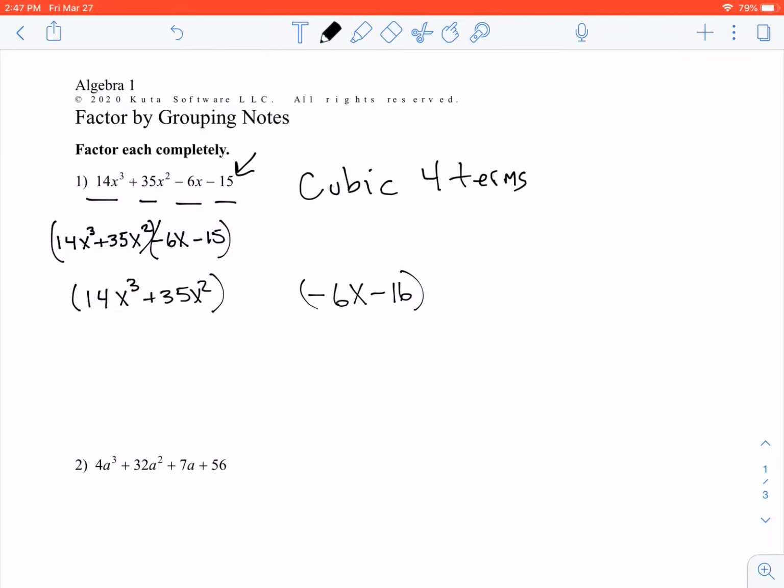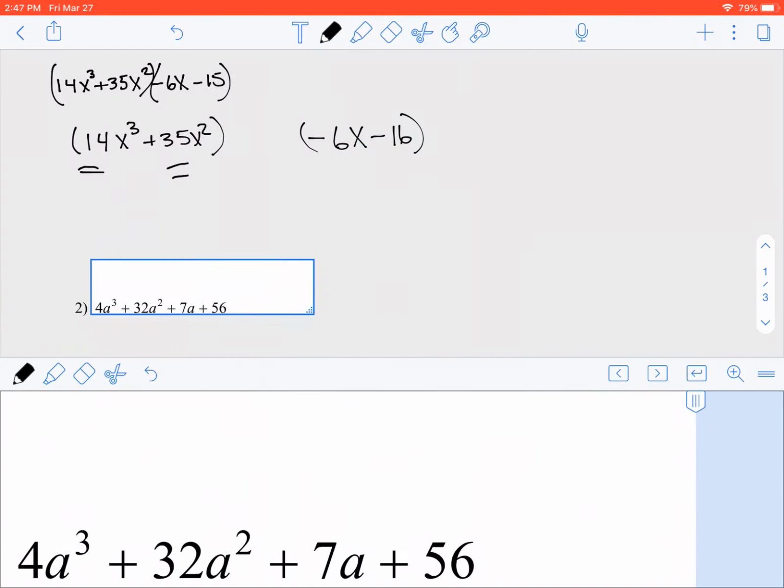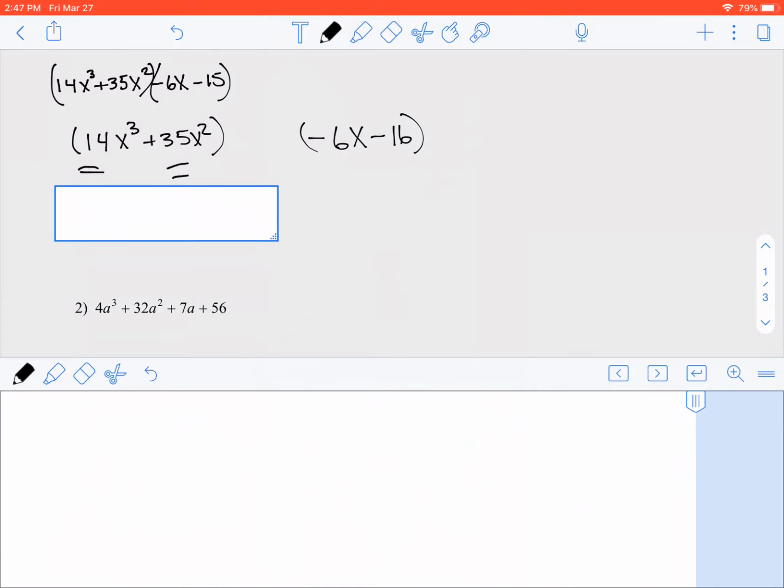So I'm going to ask myself, what number goes into 14 and into 35? And hopefully from the last unit, we remember that 7 goes into those. So I'm going to put a 7 out in front. And which variable can I take out? Well, I can take an x out, and how many can I take out of each term? I can take 2 x's out of the second one, and I could take 2 x's out of the first one. So 7x squared is my GCF.